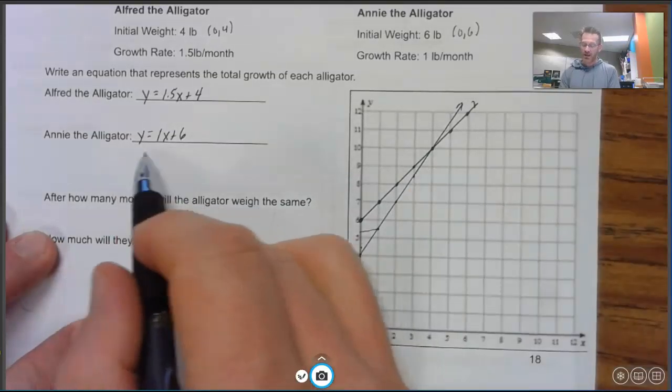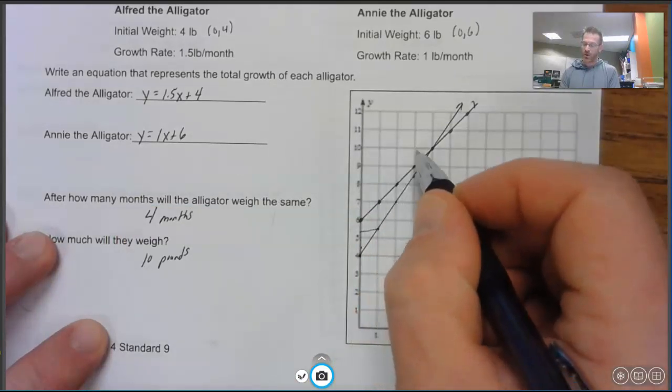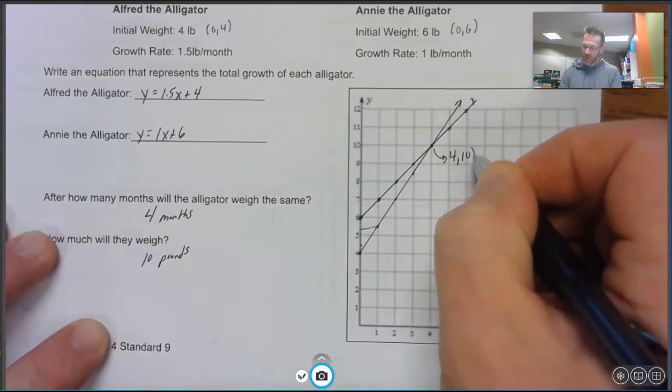With Annie, it's a little easier because it's 1. So I start at 6, up 1 to the right one, up 1 to the right one, up 1 to the right one. And what you see is they intersect at the point (4, 10).